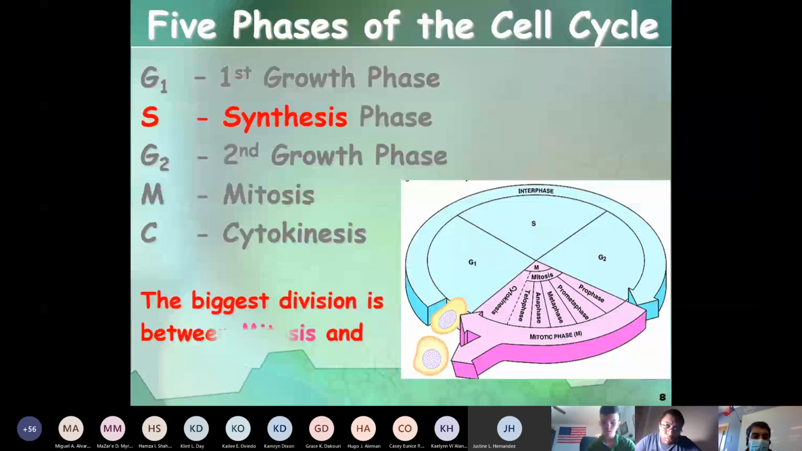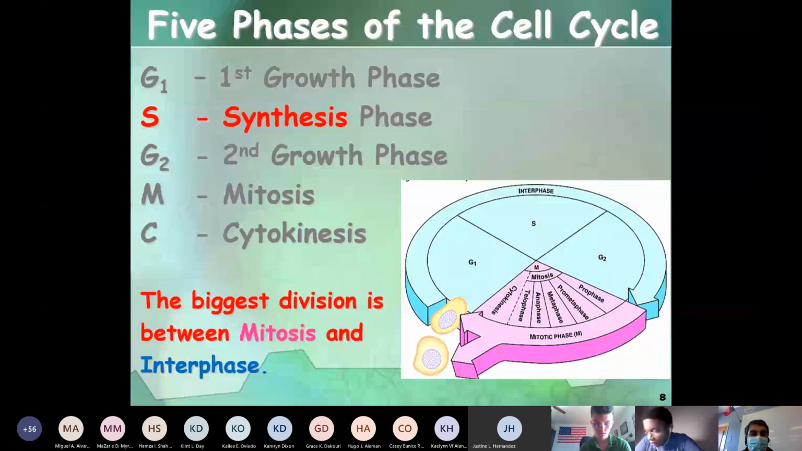Dominic, why don't you read this slide? Yes. Okay. So like I just say the letters and stuff. Can you hear me? I can hear you. Okay. G1, first growth phase. Synthesis phase, right? G2, second growth phase. Mitosis. C, I can't say that word. Cytokinesis. The biggest division is between mitosis and interphase. Very good.